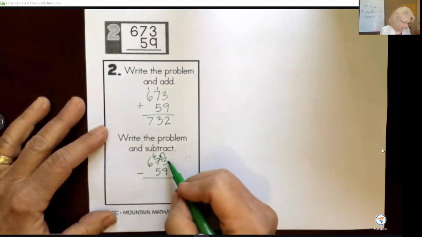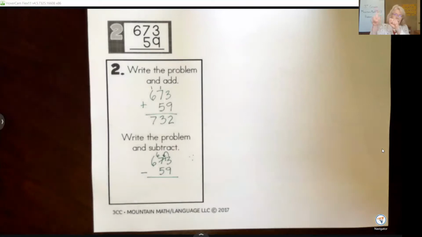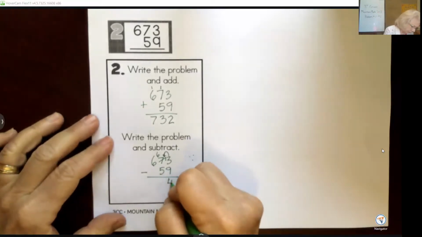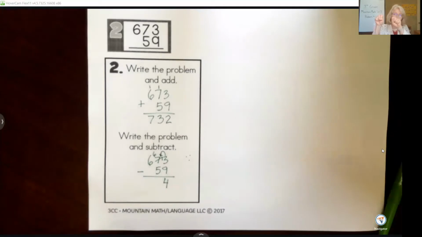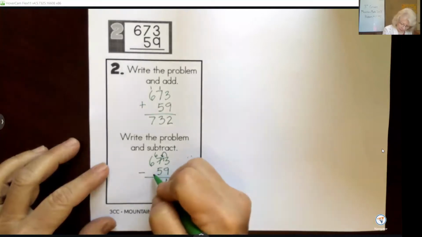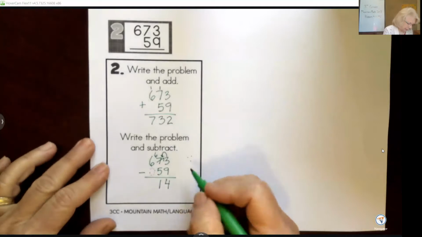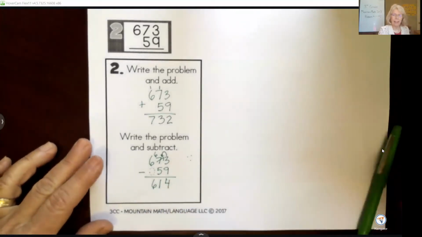So now we have 13, take away 9. We do this way, 9, 10, 11, 12, 13. And my answer is 4. We have 6, take away 5. We have 5, 6. Only took 1 more, so 6 take away 5 is 1. And then we have 6 take away nothing, basically, like an imaginary 0. And that makes our final answer 614.